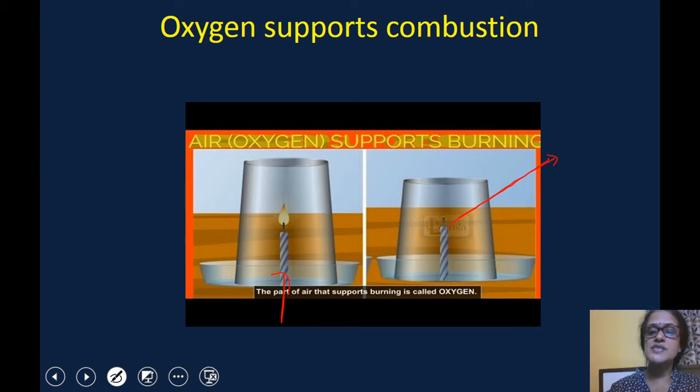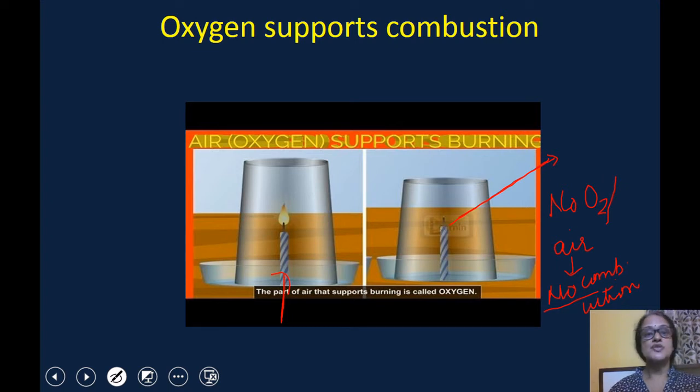As there is no oxygen or air, combustion will not take place. I'm writing here: there is no oxygen or air, no combustion. So now we can conclude that for the process of combustion, air or oxygen is very much required. So no air, no combustion. With the help of this activity, it is very clear to us.